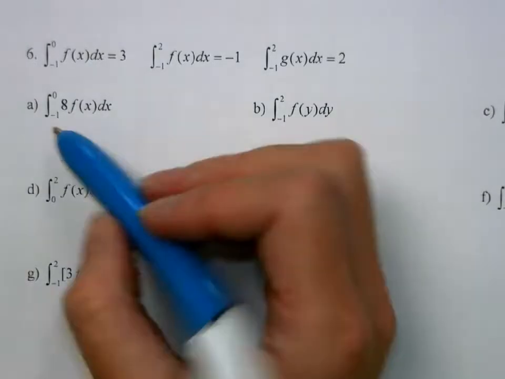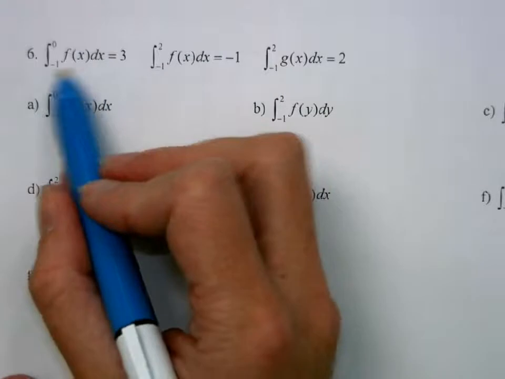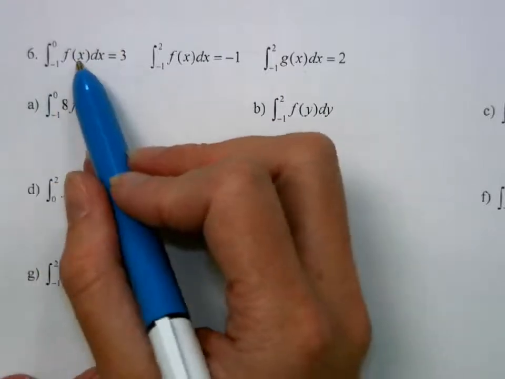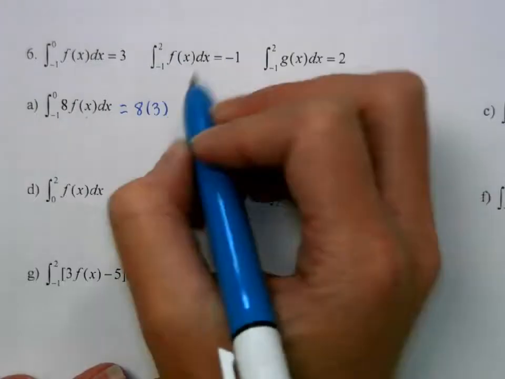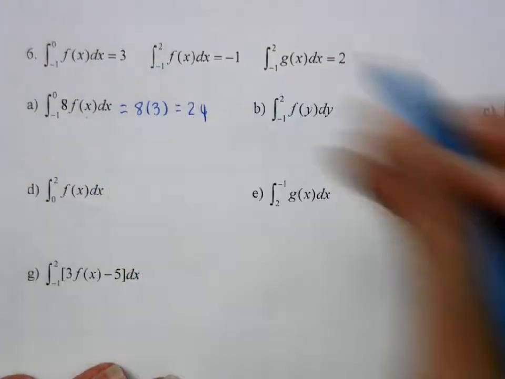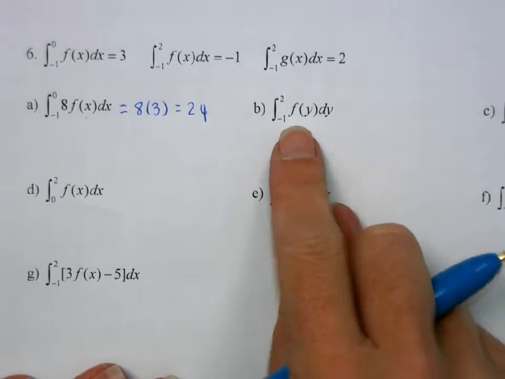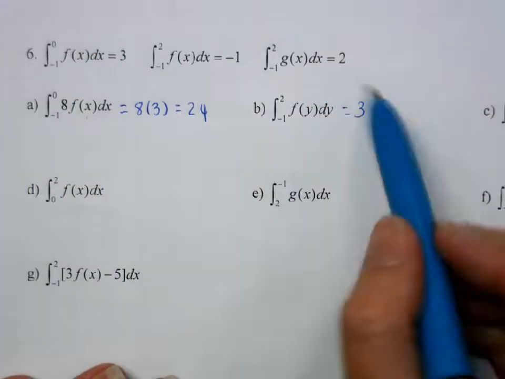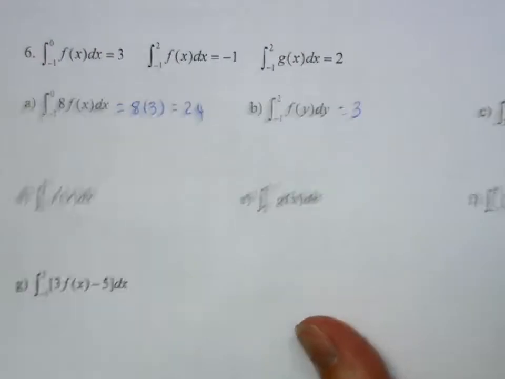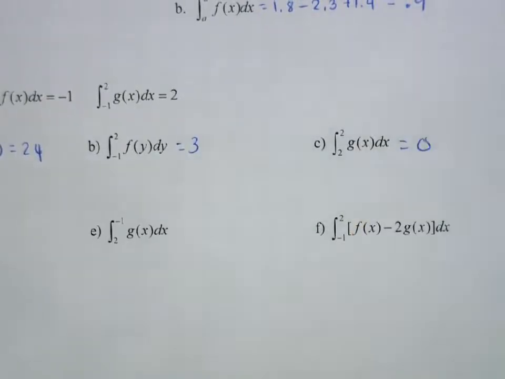So the integral from negative 1 to 0 of 8 f of x, well, if the integral of f of x is 3, then this will be 8 times 3, which is 24. The integral from negative 1 to 0 of f of y. Well, it doesn't matter what the variable is. If this is 3, this will be 3. Okay, the integral from 2 to 2 is 0, always.